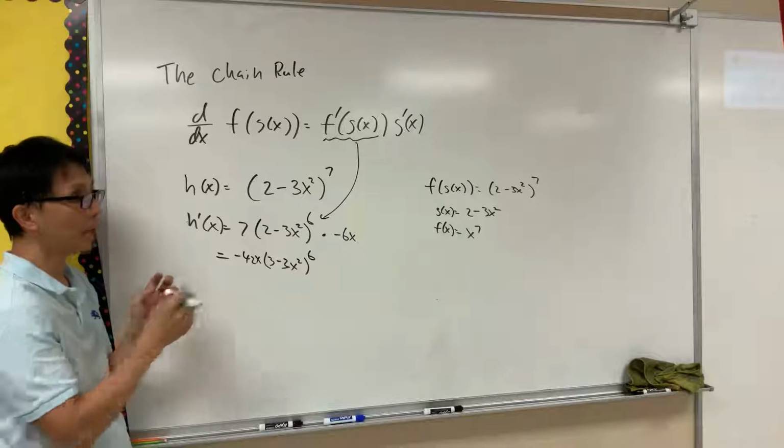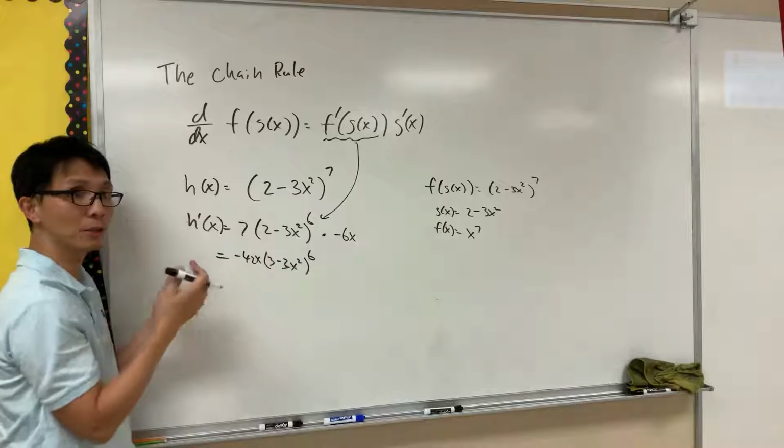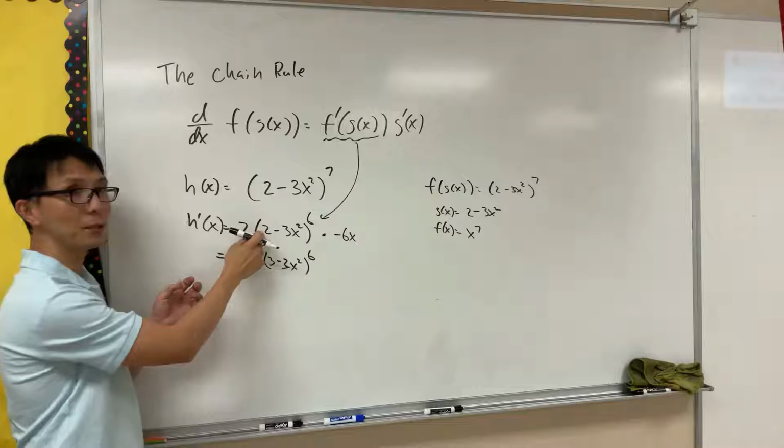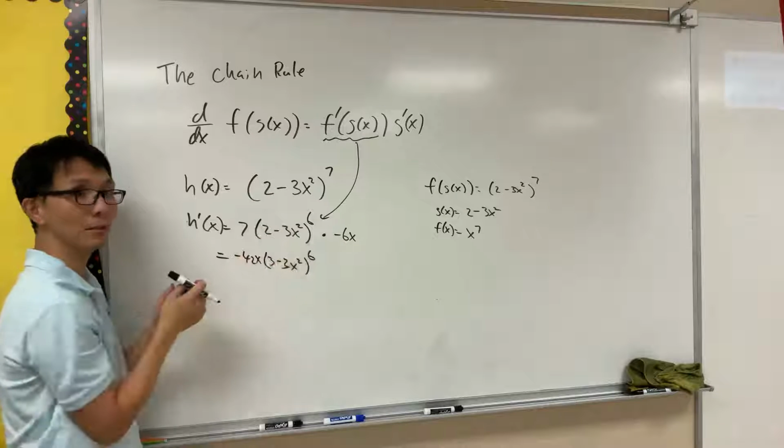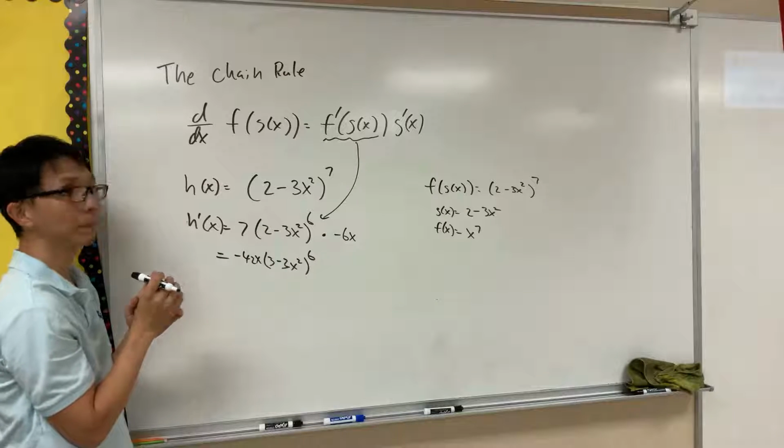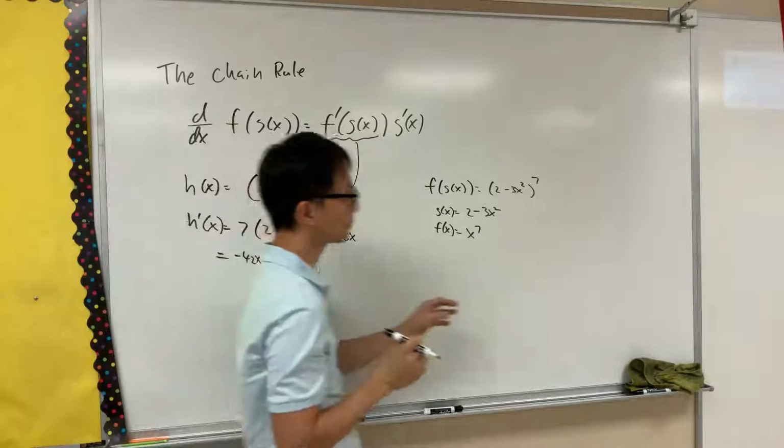I take a derivative of the inner function, which is g of x. So the derivative of 2 is 0, and the derivative of negative 3x squared, times that. You are. Okay.